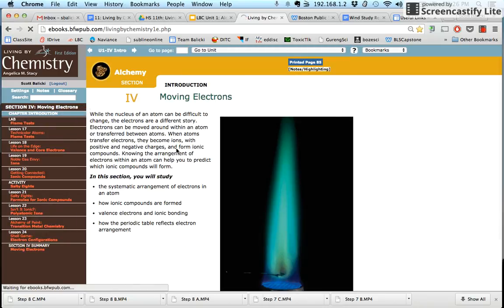We then go to section 4, which is all about electrons. So we introduce this section by looking at technicolor atoms and the flame tests, one of the 3 difficult lessons, which I'll discuss in more detail.